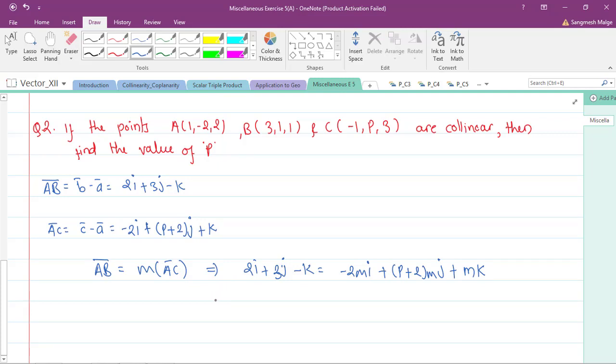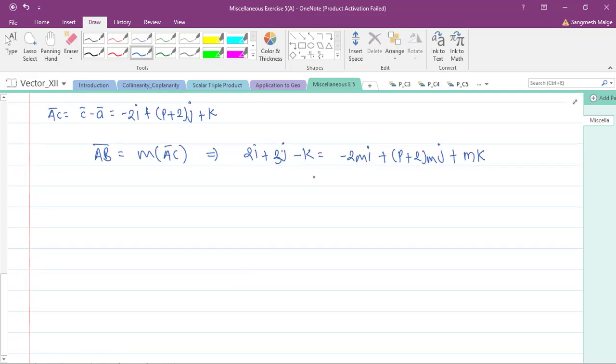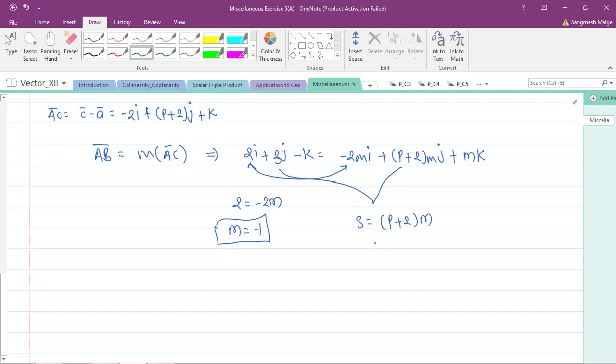Okay, so if two vectors are equal, then their i, j, k coefficients should also be equal. So we have here 2 is equal to minus 2m. So 2 is equal to minus 2m. So what is m? m is nothing but minus 1. Okay, so for m equal to minus 1, let's use these two and find the value of p. So 3 is equal to p plus 2m. So m is equal to minus 1.